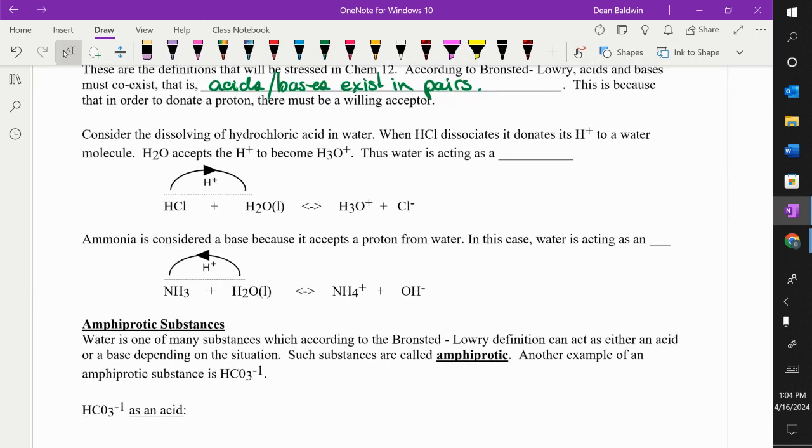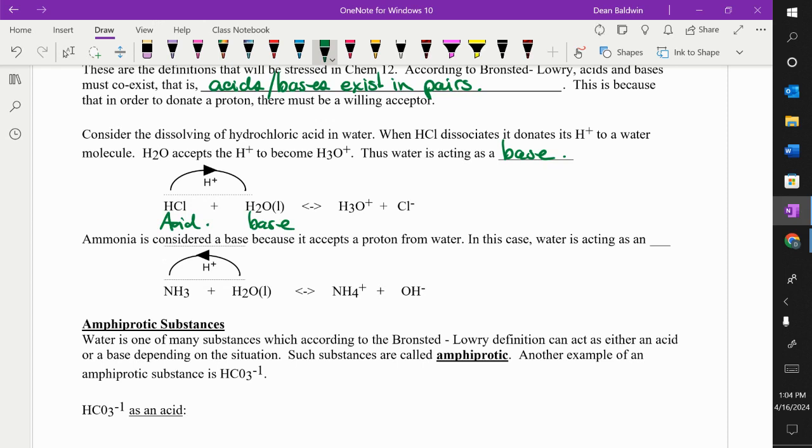So if we have HCl plus water, HCl is the acid. It donates the proton to H2O, leaving us with chloride all by itself. And because the water picked up a proton, it is now H3O plus. So the water is what? The acid or the base? It's the base because it accepted the proton. So this is the base, and that's the acid. The acid donates a proton, the base accepts a proton.